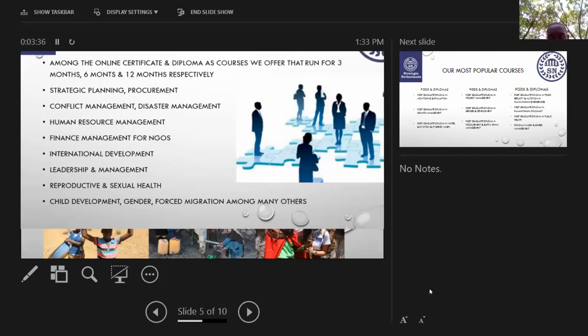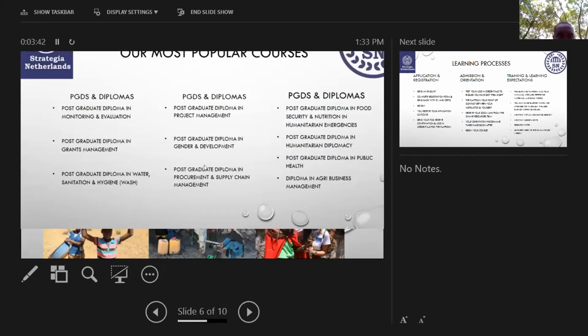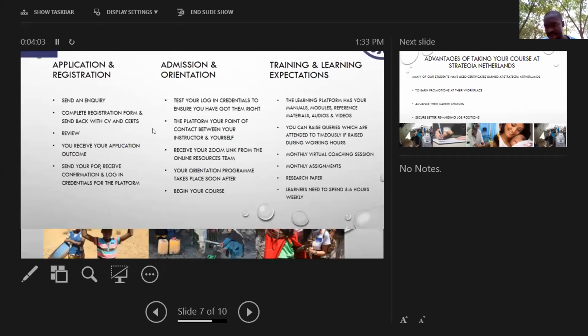So we have 3-month courses, 6-month courses, and 12-month courses respectively. And those are certificate, diploma, and postgraduate diplomas, ranging from monitoring and evaluation, obviously, which is why we're here today, WASH, procurement, disaster management, finance management for NGOs, international development, leadership, gender, migration, and many, many others. So please spread the word as well to more people so that they can benefit from these courses.